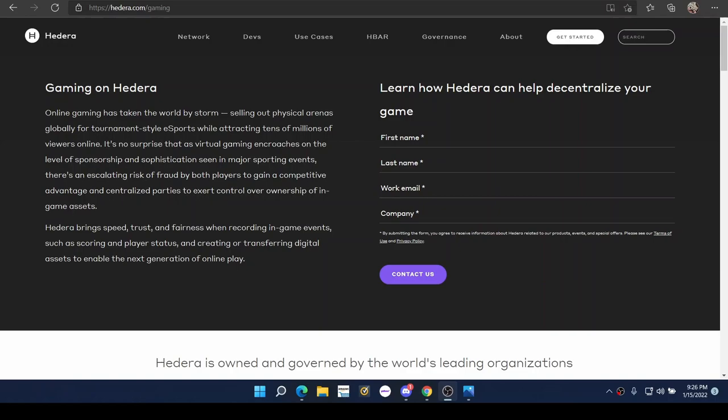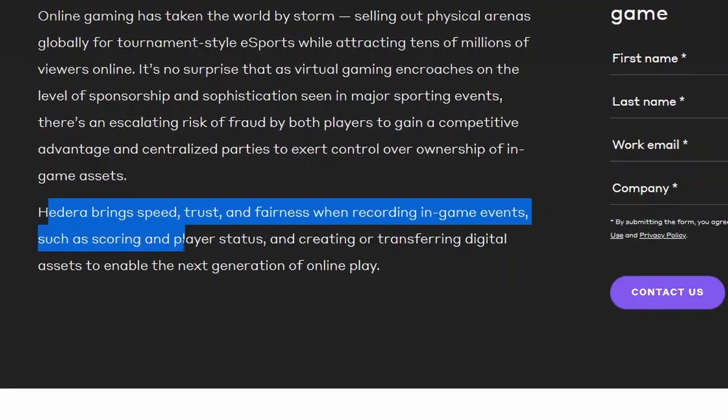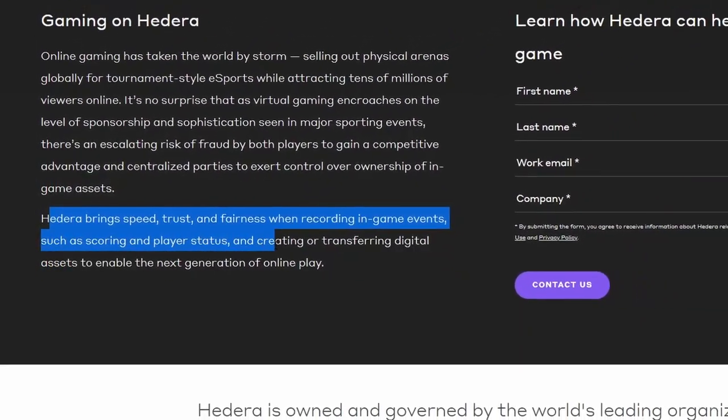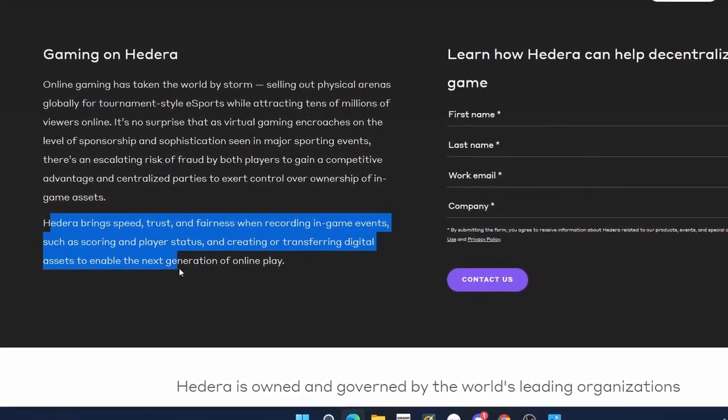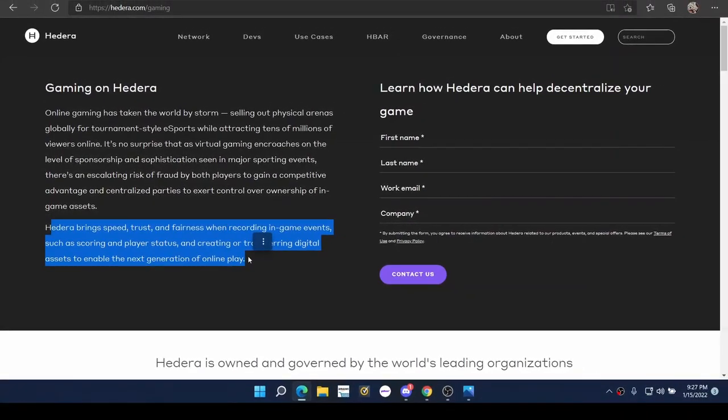Now, looking at the gaming portion of their use case, let's read the bottom here. So Hedera brings speed, trust, and fairness when recording in-game events, such as scoring and player status, and creating or transferring digital assets to enable the next generation of online play. So with the last sentence, that idea and business model is not there yet. But for gaming companies that are born from the ashes of the crypto space, I could definitely see them leveraging the Hedera Hashgraph technology in the future. And this will definitely play a role, which is why I'm so bullish on this project. I can apply it to almost any use case.